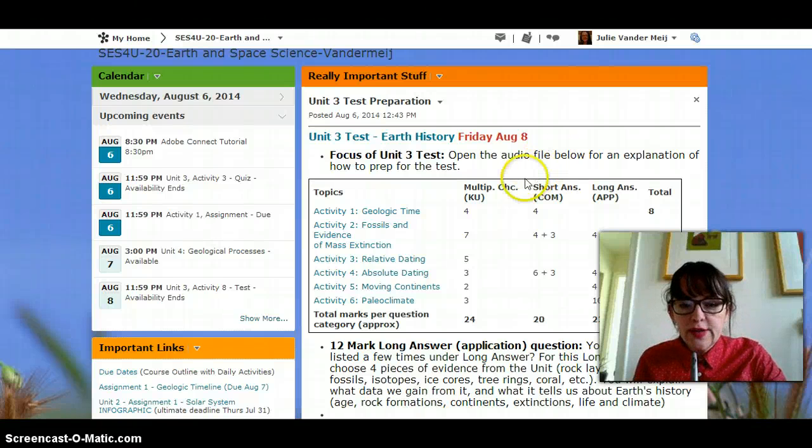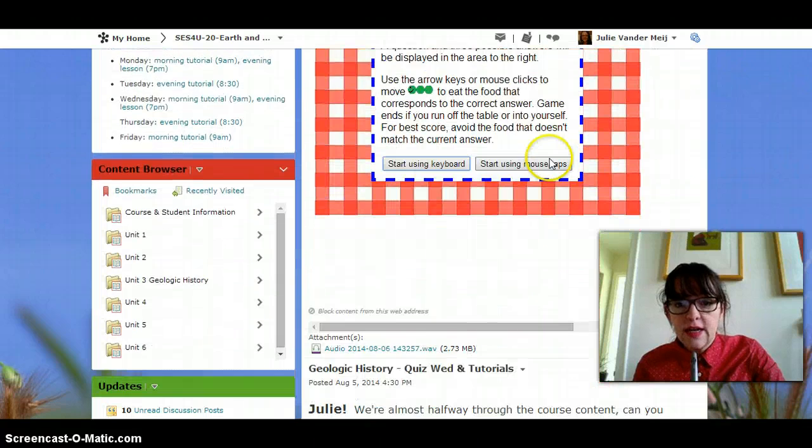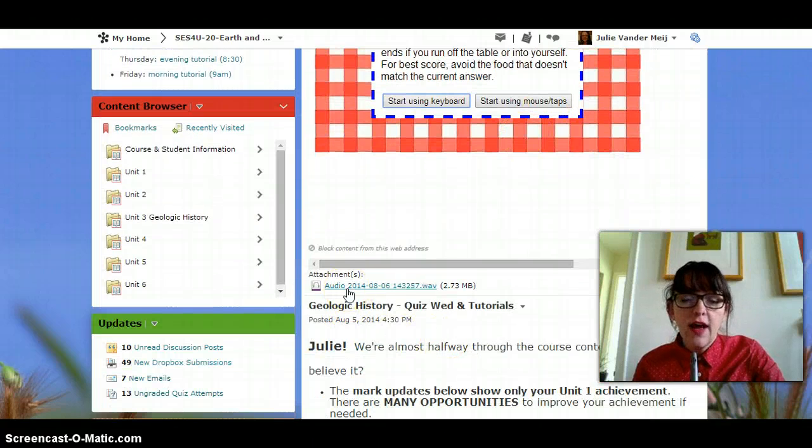Just want to give you a quick tour of how to prepare for your Unit 3 test coming up this Friday and go over this outline and also skim over a few topics that you want to focus on as you prep. So if you follow the audio file posted in this news post, if you open this audio file, you'll have an explanation of the chart itself and what to focus on.